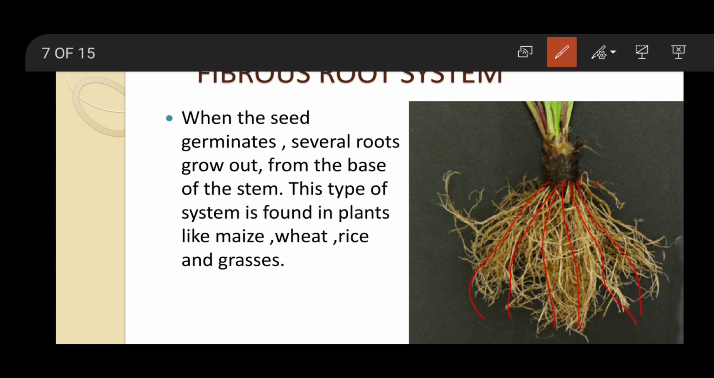So such type of arrangement of roots is called the fibrous root system, and this root system is found in plants like maize, wheat, grasses, etc.